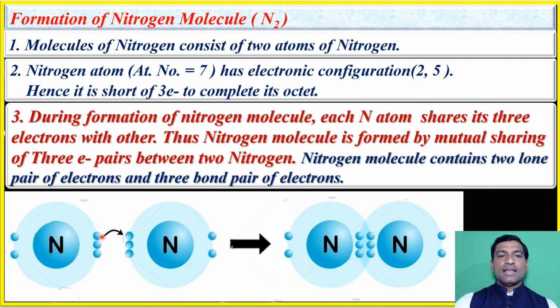Here the nitrogen last orbit contains 5 electrons. So these 3 electrons can be shared with another nitrogen atom, and 3 electrons of the other nitrogen can be shared with the first. Then 3 pairs of electrons, means 6 electrons, are shared between two atoms of nitrogen, and a triple covalent bond is formed.